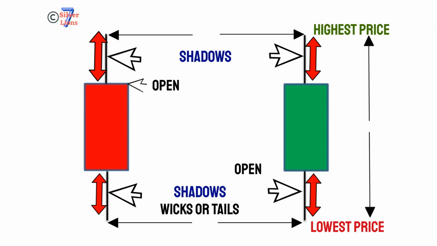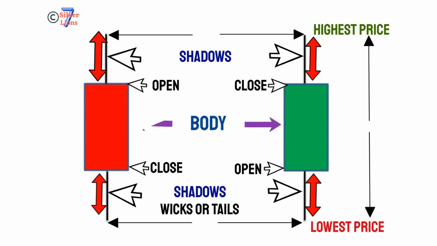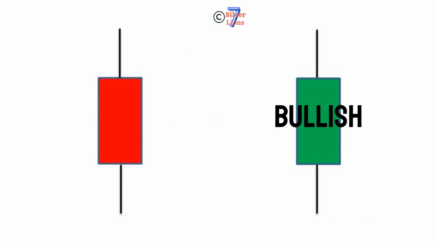Open. The open is the first traded price at the beginning of the candlestick's time period. Close. This is the last traded price of the candlestick. The close price determines the color of the candle. The body is the range between the open price and close price. If the last traded price, the close price, is higher than the open price, the candle is green. If the last trade closes below the open, the candlestick will be red. The green candle is bullish and the red candle is bearish.